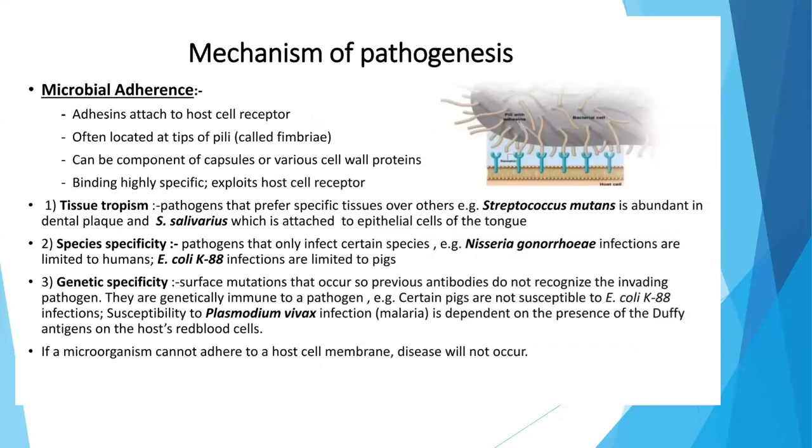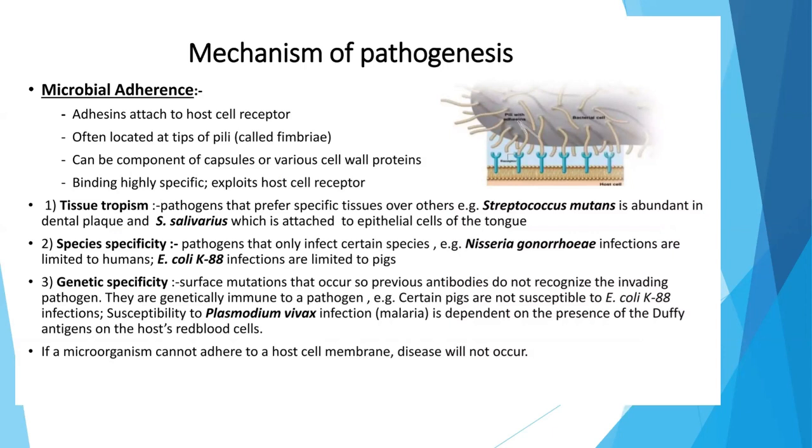Now let's talk about the mechanism of bacterial pathogenesis. The first event to happen is microbial adherence. The adhesins attach to host cell receptors, often located at tips of pili. They can be a component of capsules or various cell wall proteins, binding is highly specific, and it exploits the host cell receptor. So the first one is tissue tropism.